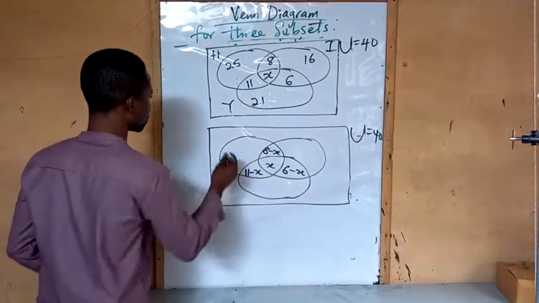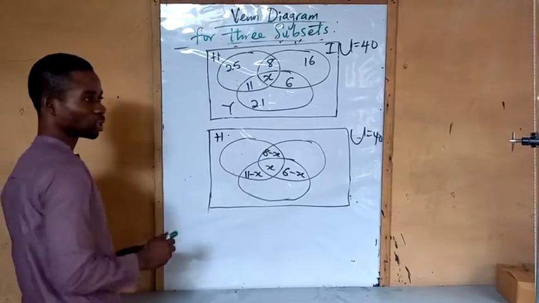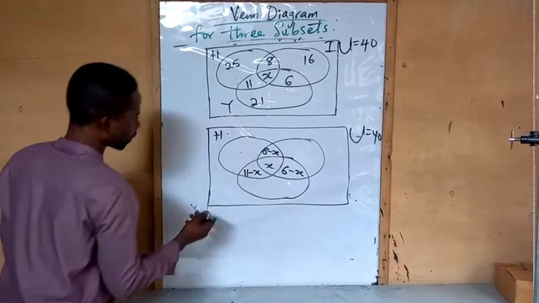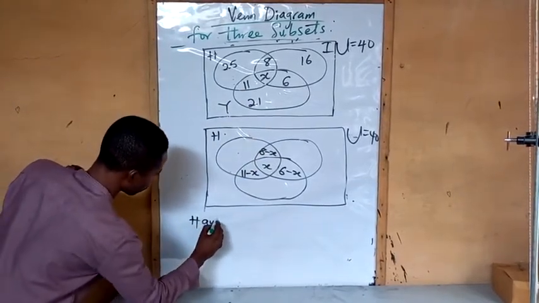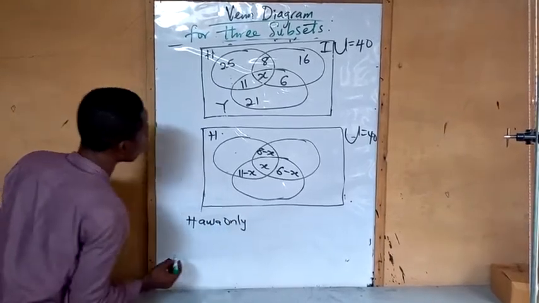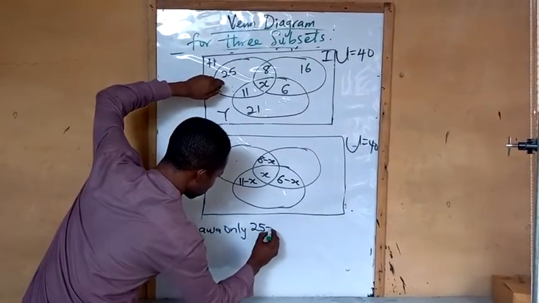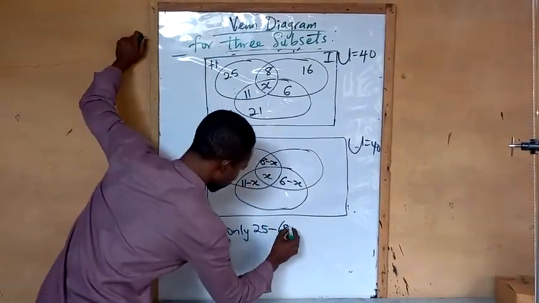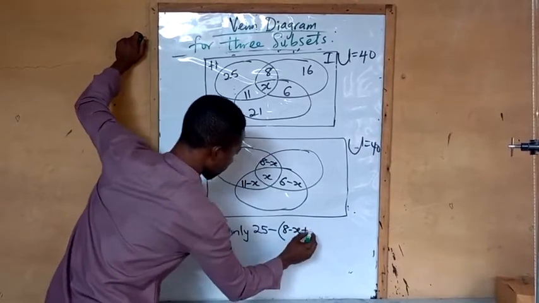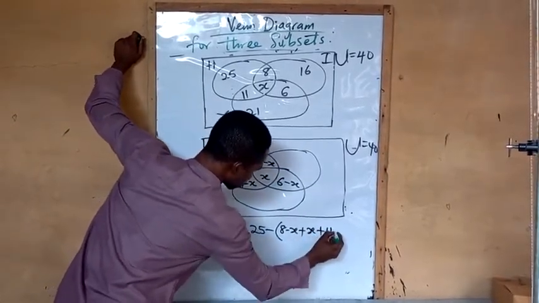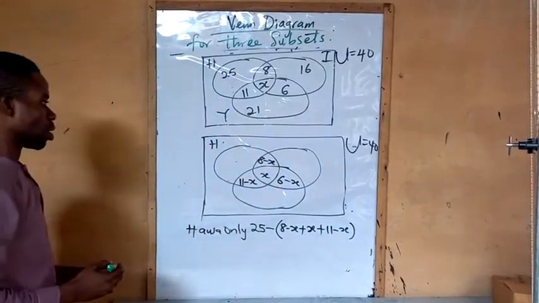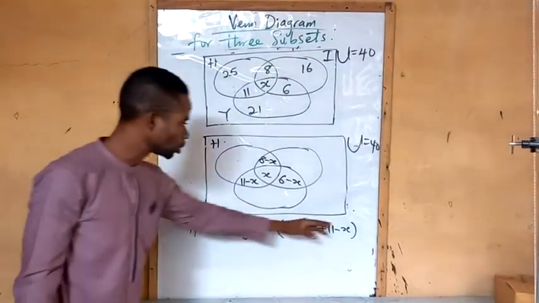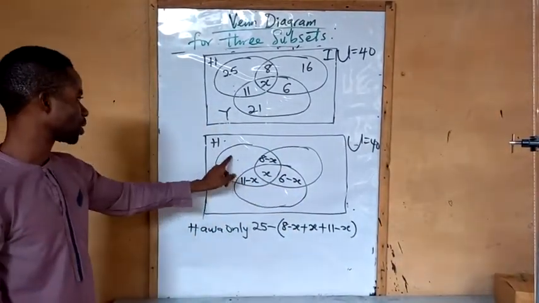Now, for me to get Hausa only, I told you, I have to subtract everything that enters Hausa from here. So to get Hausa only, that will be 25 minus open brackets. I will add all of these things and remove them from here: 8 minus X plus X plus 11 minus X. All of these things enter Hausa, so I have to remove them before I can get Hausa only.